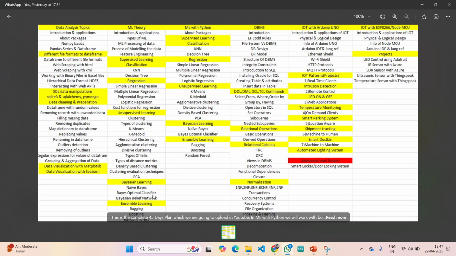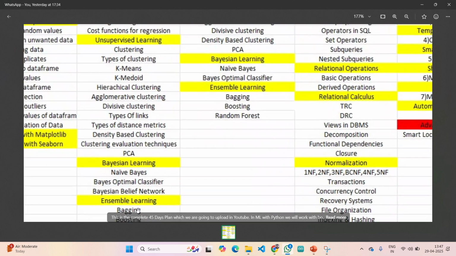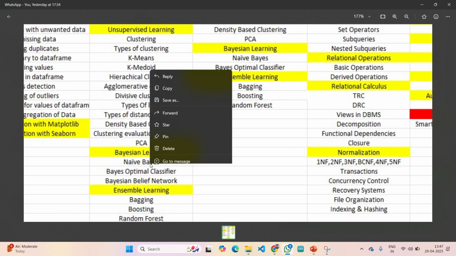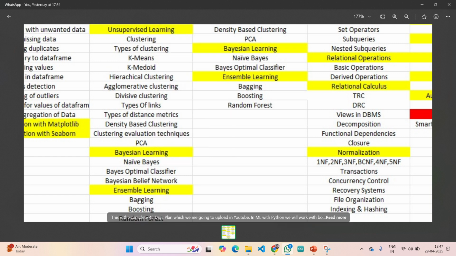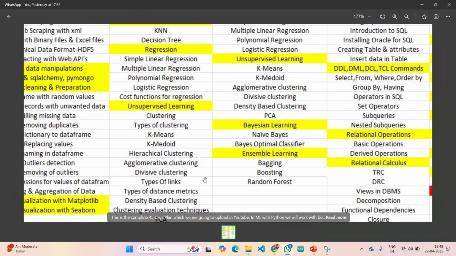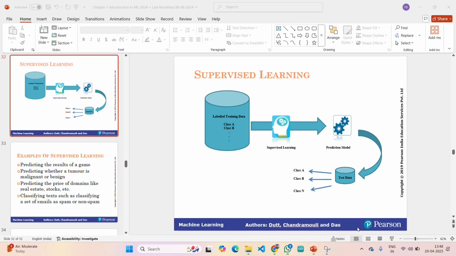And next, at last you can see this ensemble learning, right? Bagging, boosting and random forest. Those are the types in ensemble learning actually. So these are the classification of algorithms. Now coming back to here.